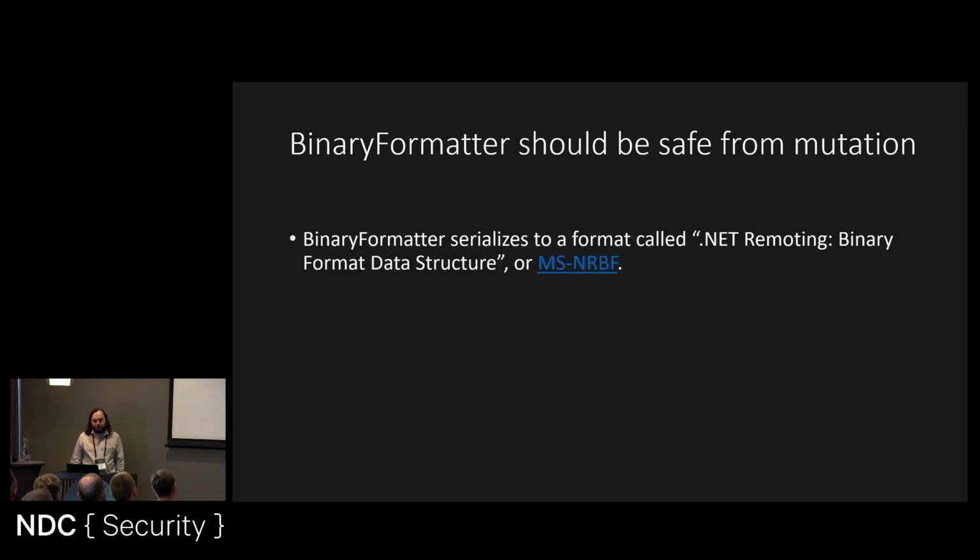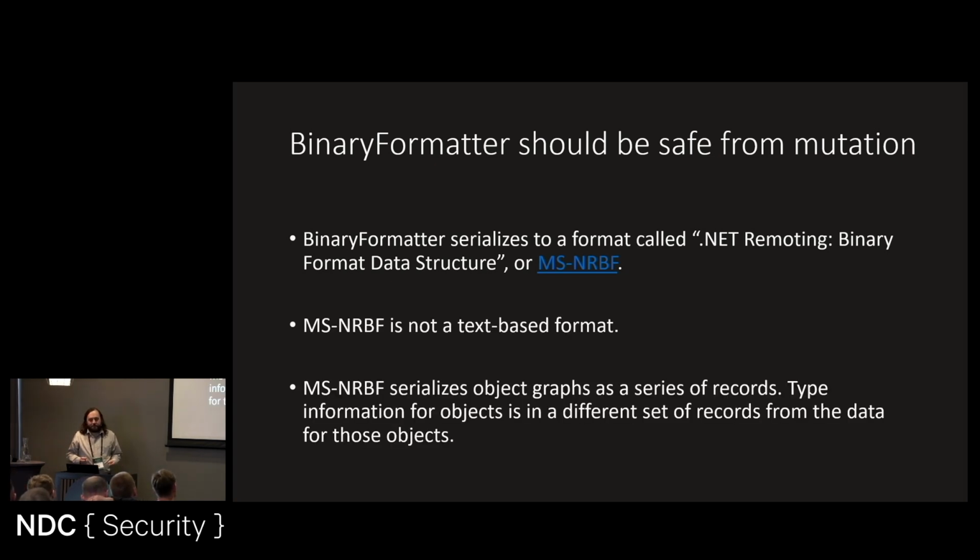It serializes to a format called MSNRBF, which is an awful format, it's binary records. So it's essentially a bunch of records that say, okay, here's a byte that's a record type. The record type is the length of the rest of the records in this thing, that sort of deal. And you've got elements in there like, here's a record that's the actual type information for an object, but there's a different record that's the data for the object.